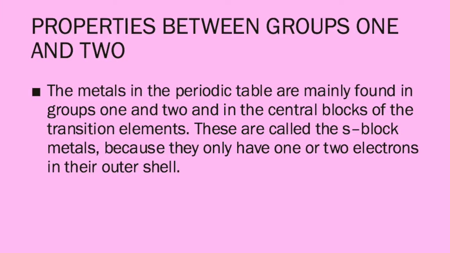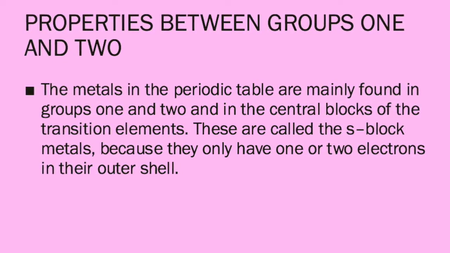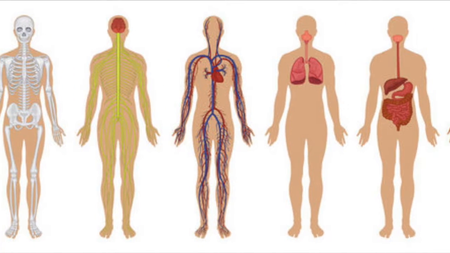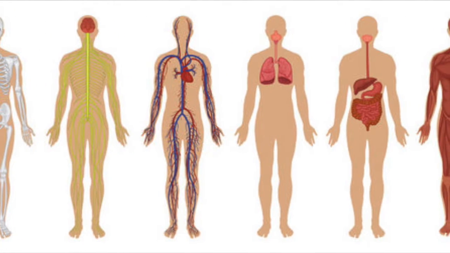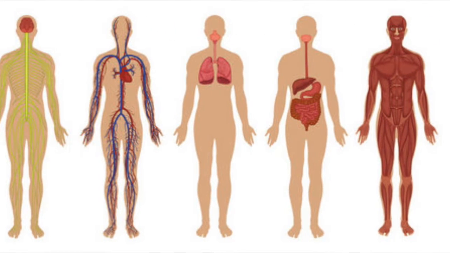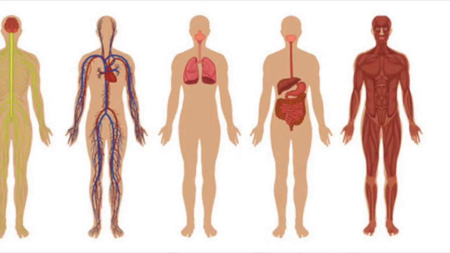These are called the S-block metals because they only have 1 or 2 electrons in their outer shell. Group 1 and Group 2 ions and their compounds are important to the natural world of living systems and geology. Potassium and sodium from Group 1 and calcium and magnesium are well known to be important to human bodies.